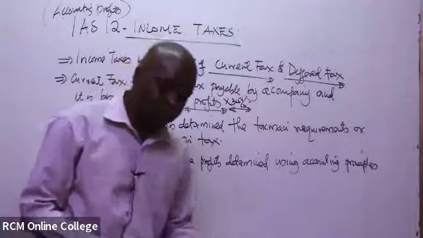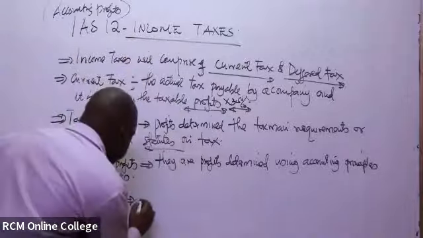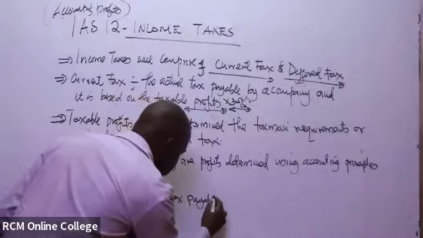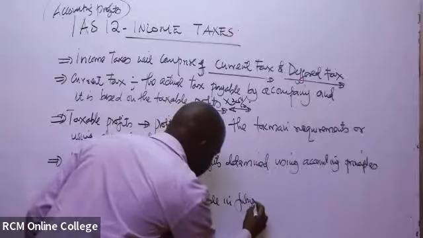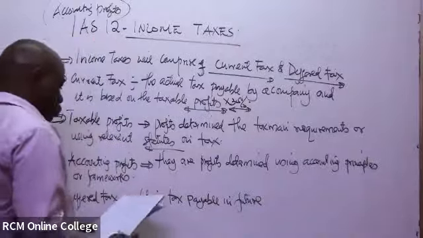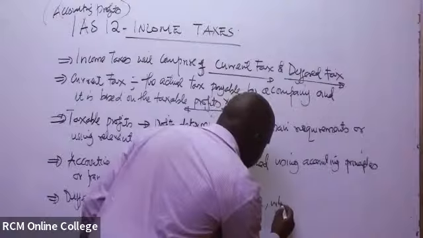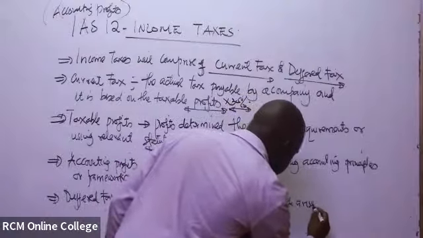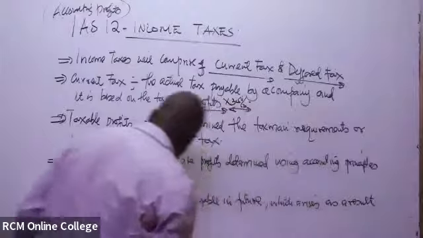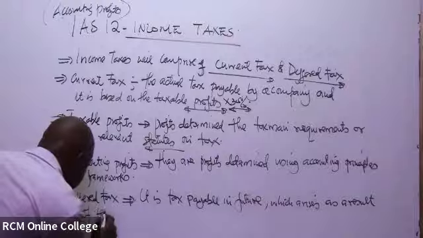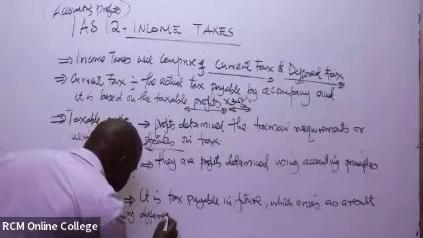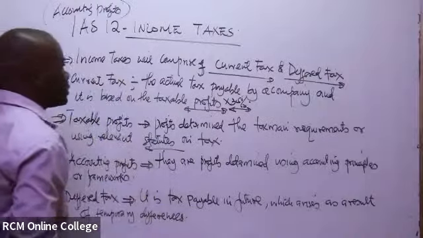It is tax payable in future, which arises as a result of temporary differences. You'll pay it in future. Remember, the current tax, you are paying it in the current year. Deferred tax is tax payable in future, which arises as a result of temporary differences.